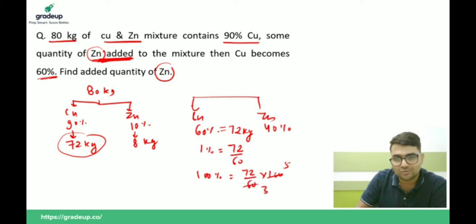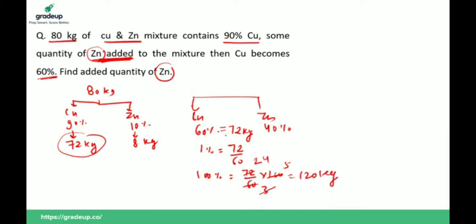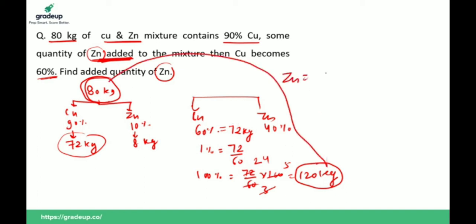This is 5, this is 3. All right. So this will be equal to 120 kg. That means initially the total mixture was 80 kg. Now the total mixture is 120 kg. Then this increment is just because of zinc. So the added quantity of zinc is what? 40 kg.